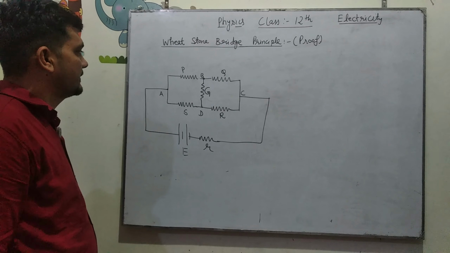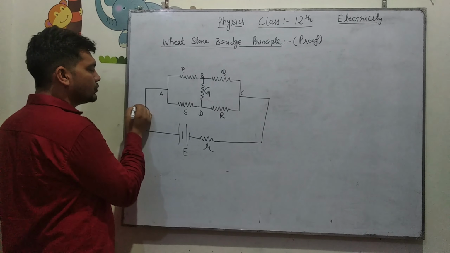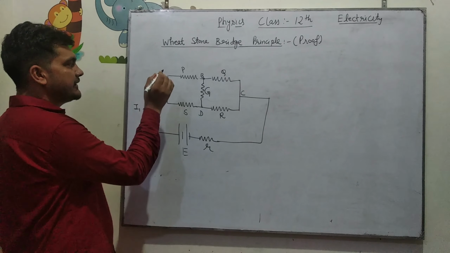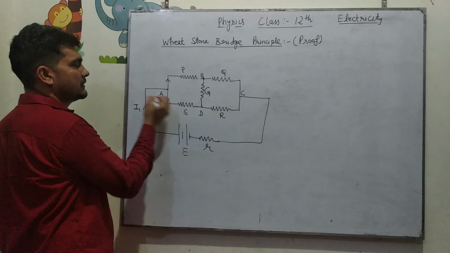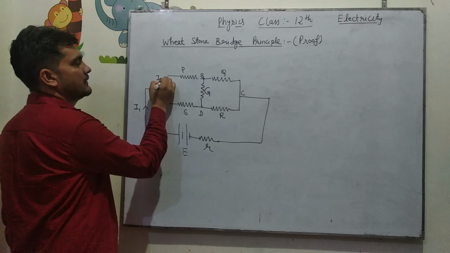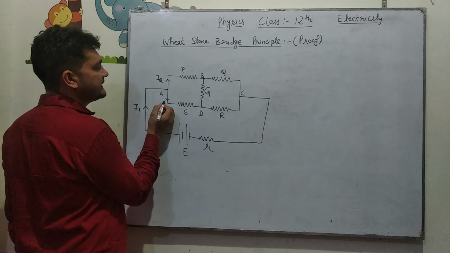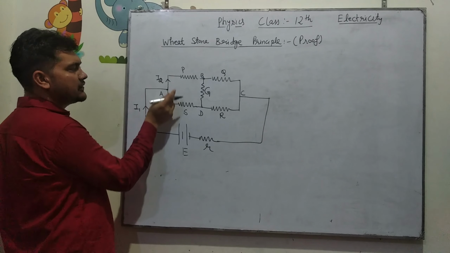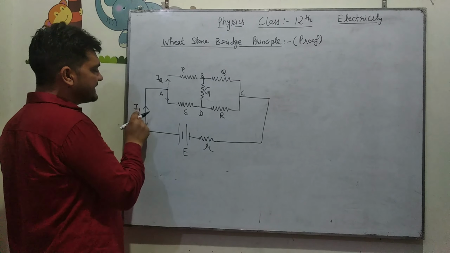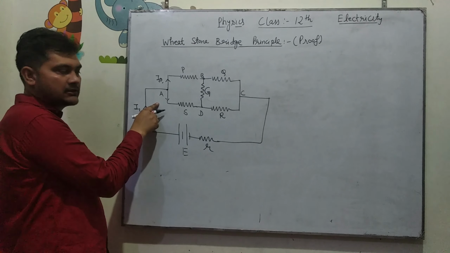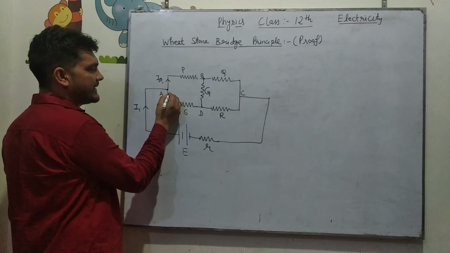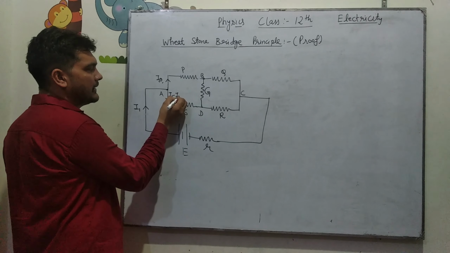G is the resistance here. I am assuming that current through this branch is I1. This current is divided into 2 parts. Say this is I2 and this is... Using Kirchhoff's current law, we know that incoming current is equal to outgoing current. Therefore this I1 is divided into 2 parts. So if this is I2, then definitely the current through this branch will be I1 minus I2.